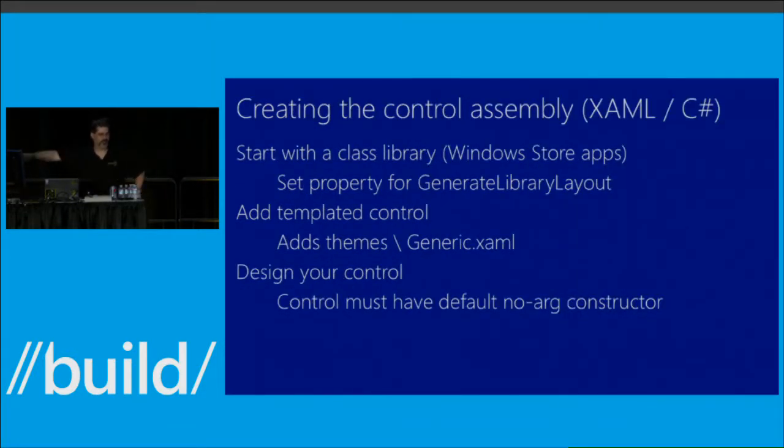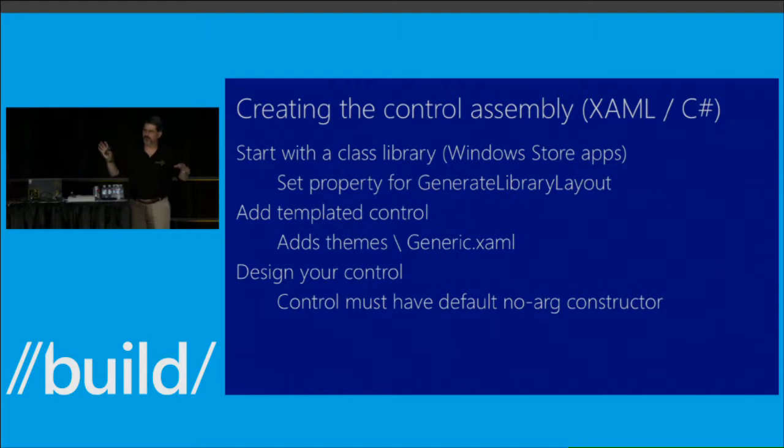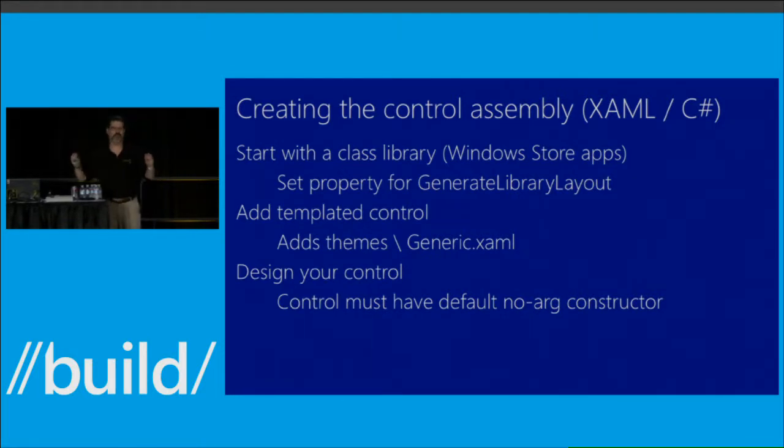It's a distance thing. All right, how do you create a control assembly in XAML? Now, I think it was about 50-50 of the people doing Windows 8 development were XAML versus HTML. And the other people were just looking for a seat because the other rooms were full, which is totally fine. But you start with a class library, and you have to set this little undocumented property in your project XML. It's called Generate Library Layout.